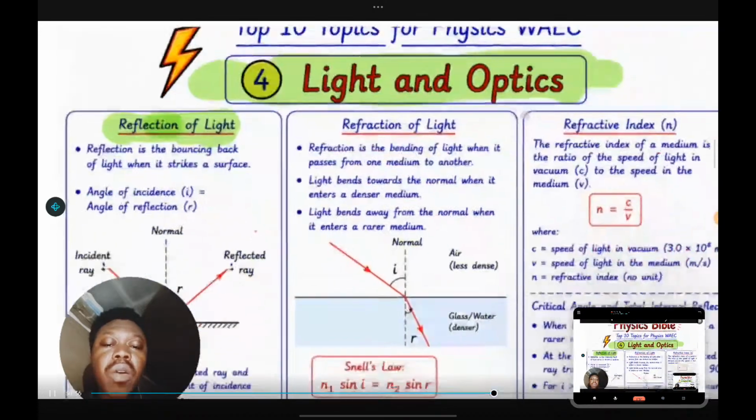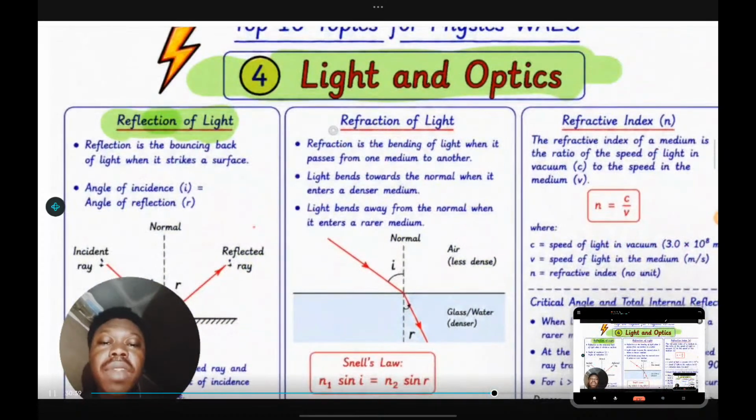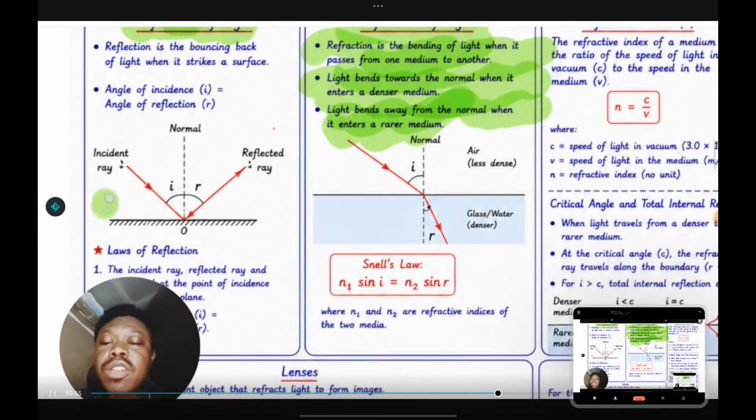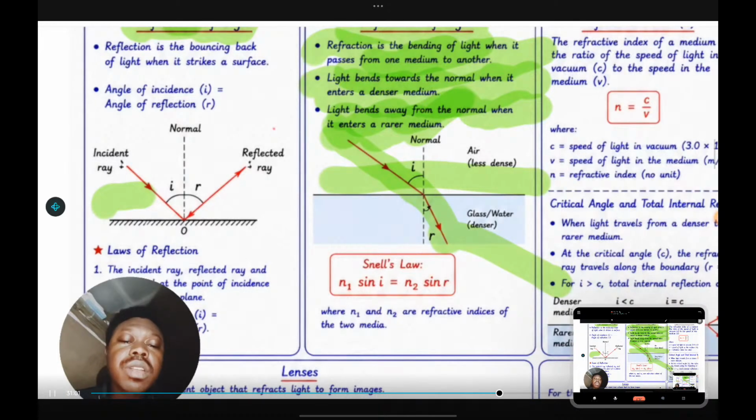Then I have what I call refraction of light. Refraction is the bending of light when it passes from one medium to another. Light bends towards the normal when it enters a denser medium. Light bends away from the normal when it enters a rarer medium. So this is reflection and this is refraction. For refraction, the ray of light will bend and penetrate, then it comes out. Is that clear? So if this is air, this is water, this is air.